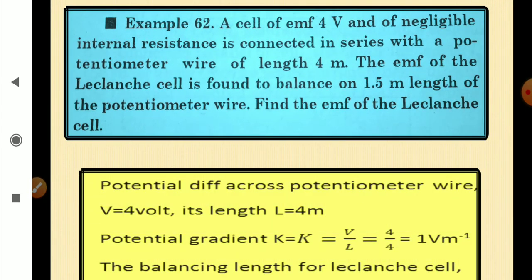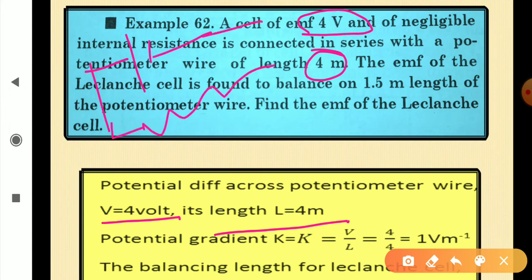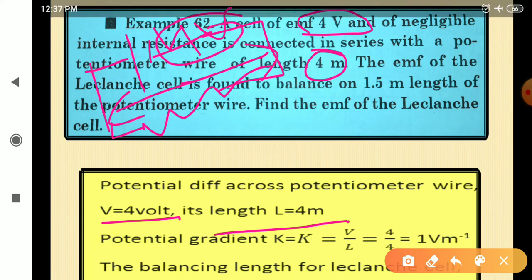The driver battery is of 4 volt. That is given to you. You must understand this. This is your driver battery. So potential difference across potentiometer wire is 4 volt, and the length of the wire is given to be 4 meter. Now see, the internal resistance of this driver battery is negligible. That means all this potential difference across this potentiometer wire will be same as 4 volt, and its length is given to be 4 meter.